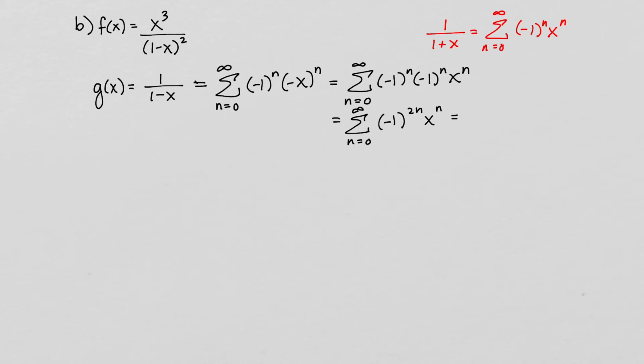But negative 1 to the 2n is always raising negative 1 to an even power, so that would just come out to be a positive 1. So this is really all just equal to x to the n. I know that's not the problem I was asked for. We're going to get to that problem in a second.